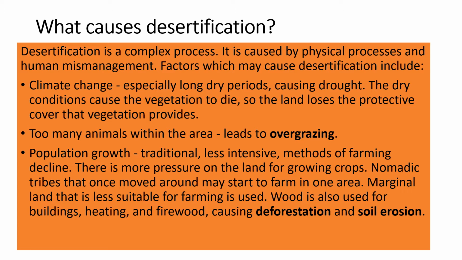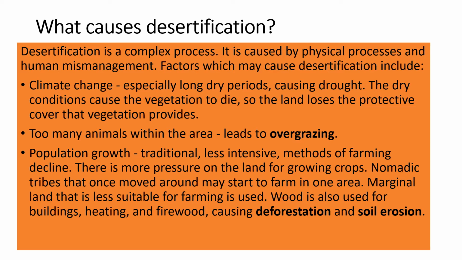Traditional, less intensive methods of farming decline. What that's saying is the old ways of farming have disappeared now, and now people are farming in a new way. The problem with the new way is it tends to have a bigger impact on the land. So there's lots of pressure on the land for growing crops. Nomadic tribes, that means the tribes that move around. They once moved around different areas. So they'd farm one little bit of land and then they'd move on to another little bit of land and then they'd move on to another little bit of land. So at no point were they really damaging the land.